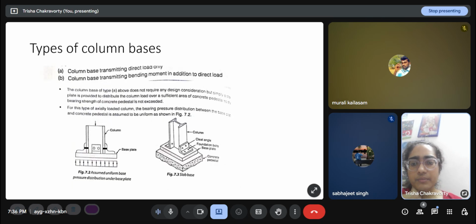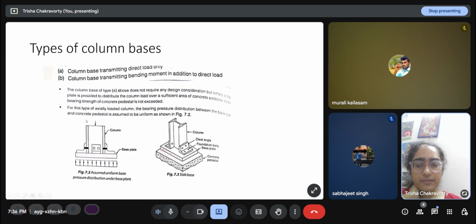Types of column bases: column base transmitting direct load, column base transmitting bending load in addition to direct load. So this is a column. The column is perfectly centered. The alignment is perfectly symmetrical. So there is one bolt on this side, one bolt on this side. Both are angles of the same dimensions. Here it is like a uniformly distributed load. So it is only transferring compressive force.